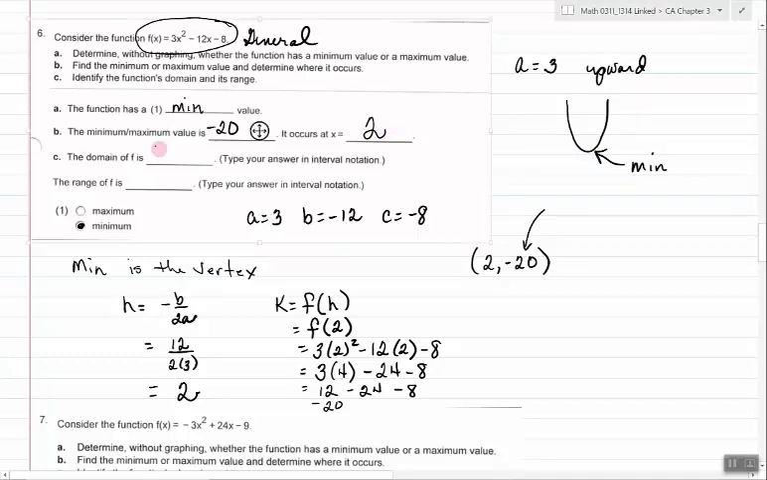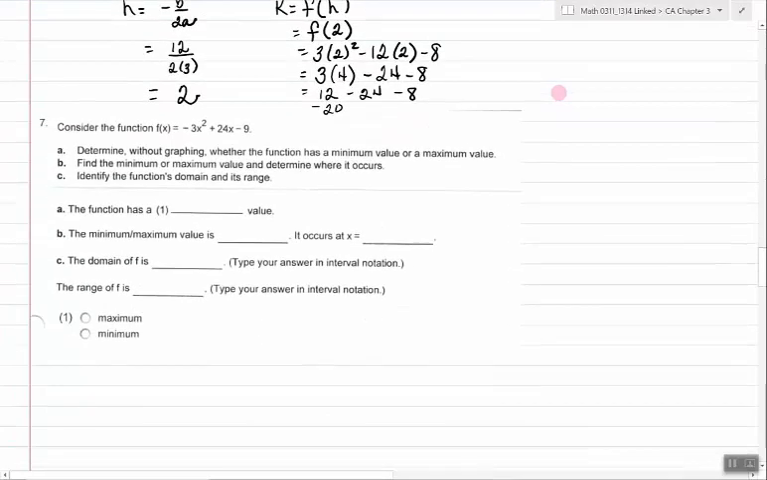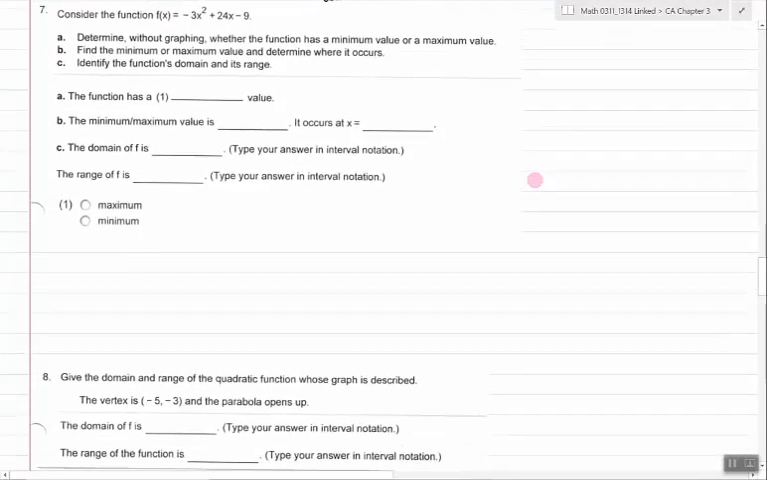Okay, the domain we know, negative infinity to positive infinity. And the range is from that bottom point, that negative 20, up to positive infinity. Negative 20 to positive infinity. Okay, so let's look at number 7. All right, this is the first one we've had where the coefficient here is negative.